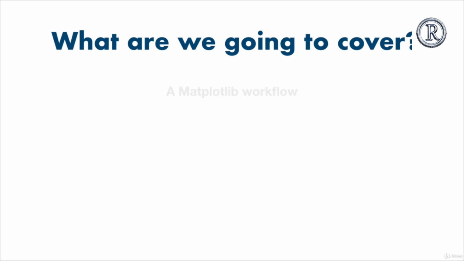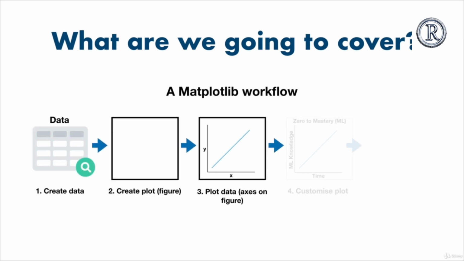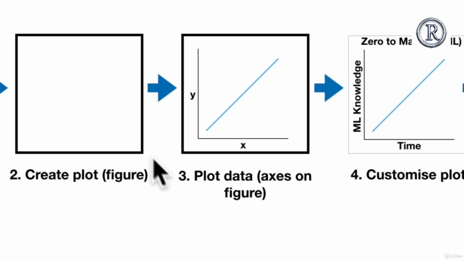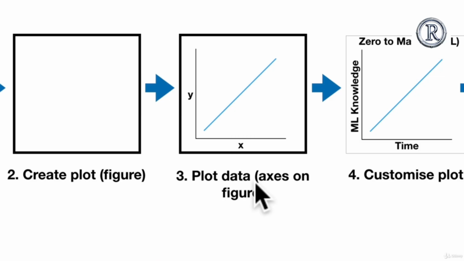What are we going to cover? Well, there's a little bit of a workflow that happens within Matplotlib. You start with the data, you create a plot, also known as a figure, which is kind of just like an empty square, really. And then number 3 is you plot data, axes on figure. So they're the two main data classes of Matplotlib, axis and figure, but we'll look into these shortly. And so once you've plotted some data, you'll have something that looks like this, an X and a Y axis with some information on here.